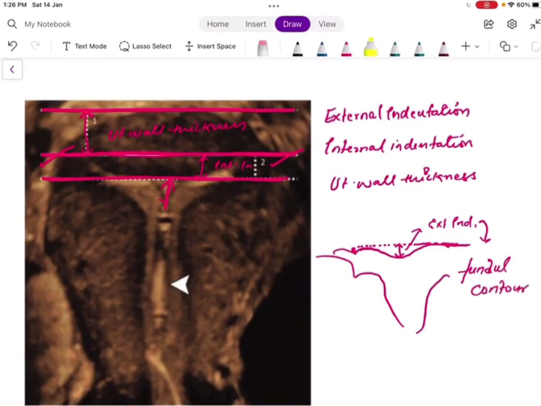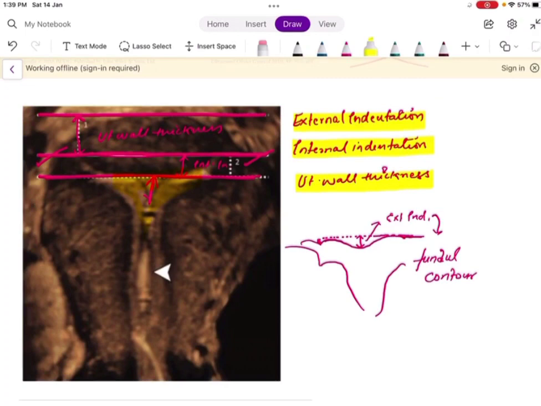By talking about the internal indentation, we are talking about this endometrial lining. What is the depth here? This is the internal indentation, and the uterine wall thickness is actually used in another system of classification we will discuss subsequently. We are going to utilize this information of external indentation, internal indentation, and the uterine wall thickness.